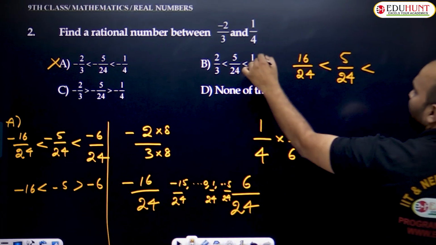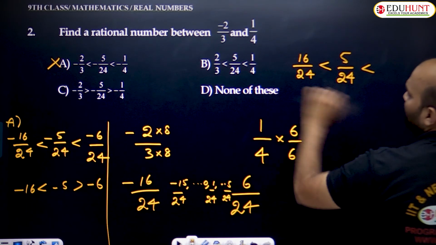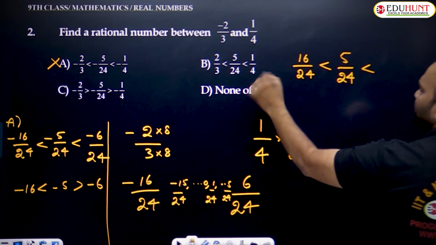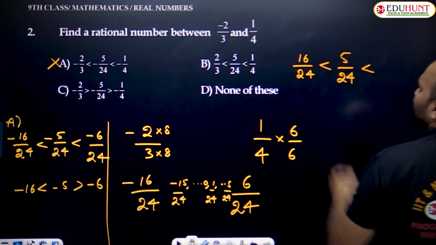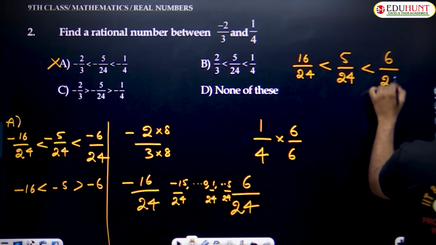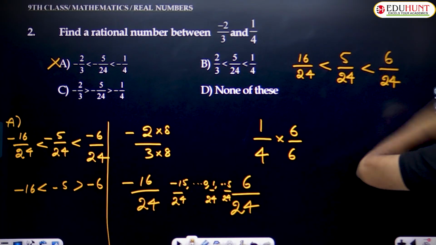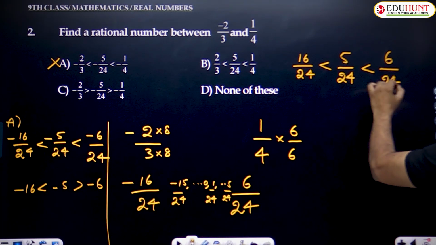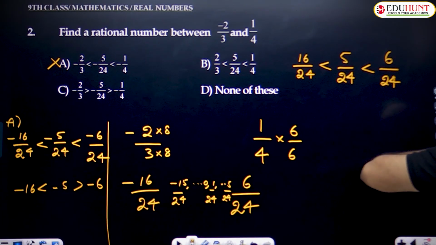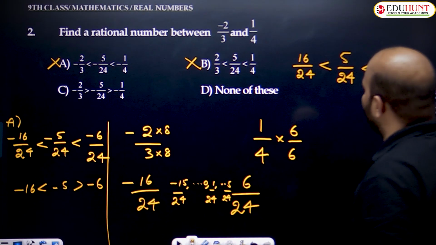So what is the last one? 1 by 4 can be written with the denominator converted into 24. So 4 how many is 24? 6. So both sides multiplied by 6. Nothing but 6 1s are 6, 4 6s are 24. Am I clear? So clearly all denominators are equal. 16 is less than 5, so all denominators are equal, nothing but cancel. 16 is less than 5? No. So it is also fail. Am I clear?